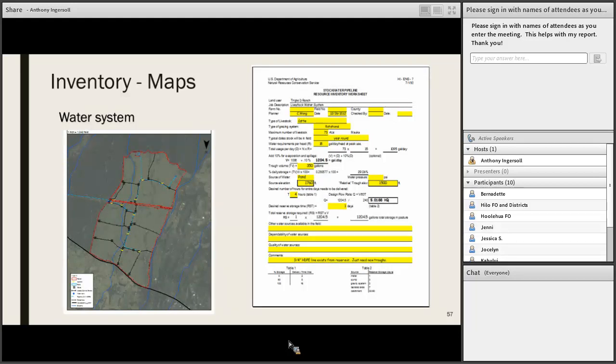So this number is pretty critical. Before you can ever design a stock water system, the planner and the producer have to agree on what this number is going to be. Because if that number changes, either up or down, then your system is going to change. So I rely on the planners and the producers to come up with this number together. And to me, it's really critical that everybody agrees before you get too far down the line.